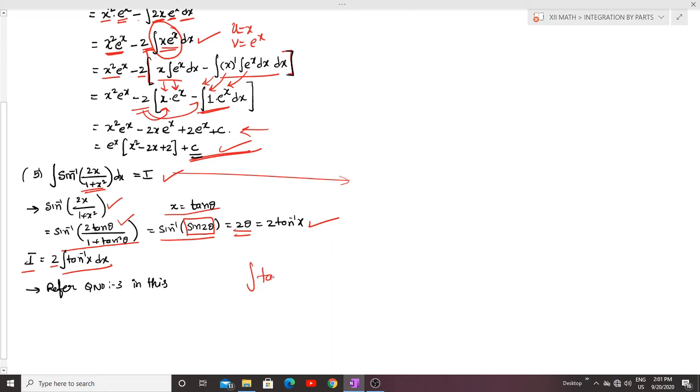As already we did integration of tan inverse x into dx by taking u is equal to tan inverse x, v is equal to 1. That refer the question number 3 in the same video or same PDF. Okay, so that is in that way, same way you can find out integration of tan inverse x. Then after that multiply with 2, then we get the required answer for this integrand. Okay, the next question.